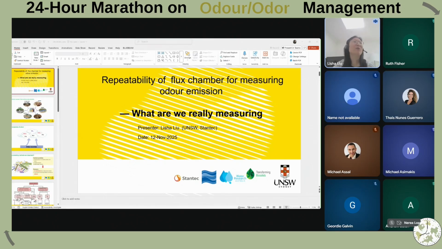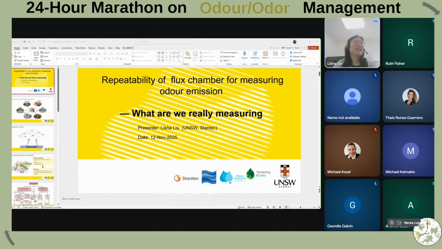So today I will discuss the repeatability of flux chamber measurement for odor emission, and I'm going to ask this question: what are we really measuring? As we all know, odor emissions are a common concern across feedlots, lagoons, chicken farms, landfills, wastewater treatment plants, and soils. These sources release a complex mix, such as hydrogen sulfide, volatile organic compounds, volatile sulfur compounds, ammonia, methane and carbon dioxide.